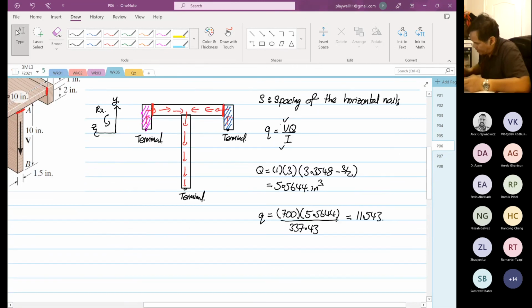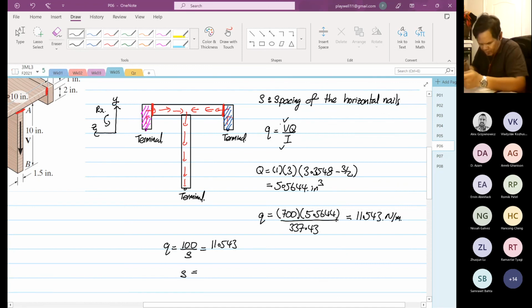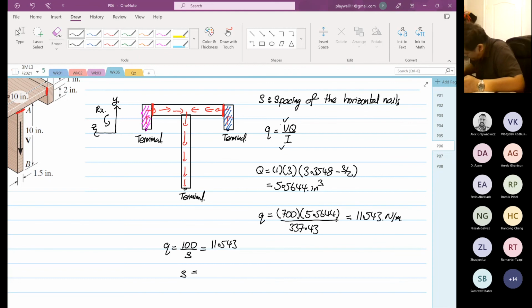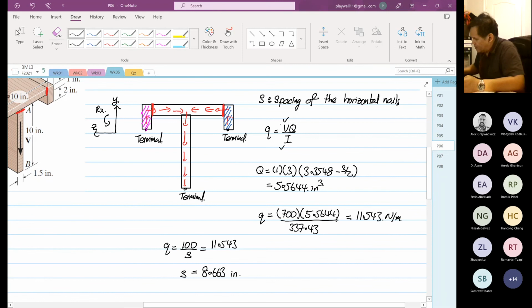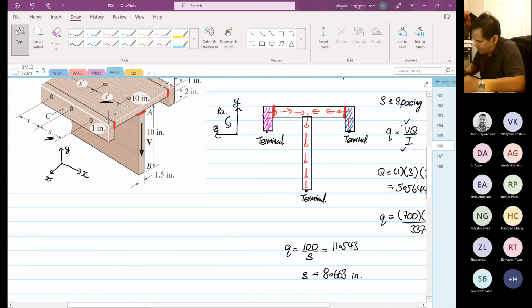Okay, so when that's the case, we find q is equal to 100 divided by S, and this q is equal to 11.543 Newton per meter. So S is equal to 100 divided by 11.543, which is 8.663 inches. And this is the spacing for the horizontal nail. So we have found the horizontal.